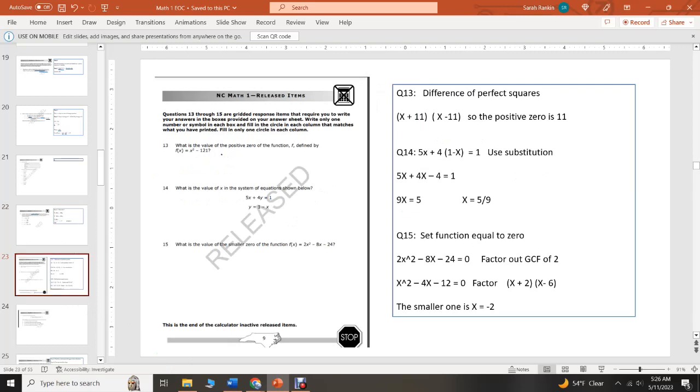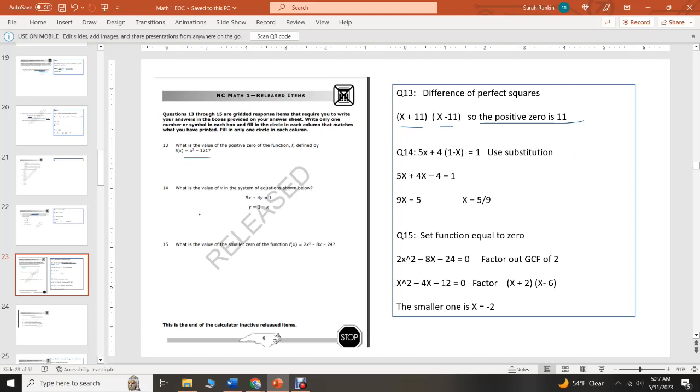All right, what is the value of the positive zeros? Again, this is calculator inactive, so you've got to know a little bit about your perfect squares. So x squared minus 121: when you're factoring 2 terms, think difference of perfect squares. x squared is a perfect square, and 121 is 11 times 11. So we get x plus 11 and x minus 11, so the positive zero is x equals 11.